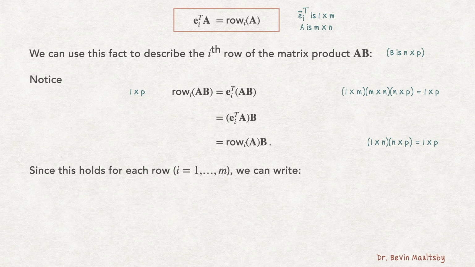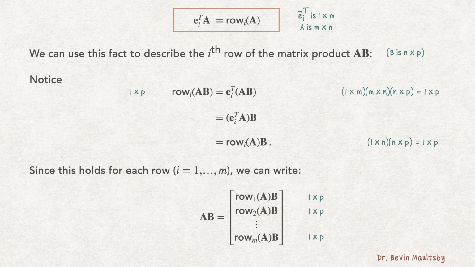That holds for each of the rows, so overall we can write that the matrix product A times B has rows which look like the corresponding rows of A times the entire matrix B. Each of those rows is 1 by p, there are m of them. So yes, overall this matrix product is m by p as expected.